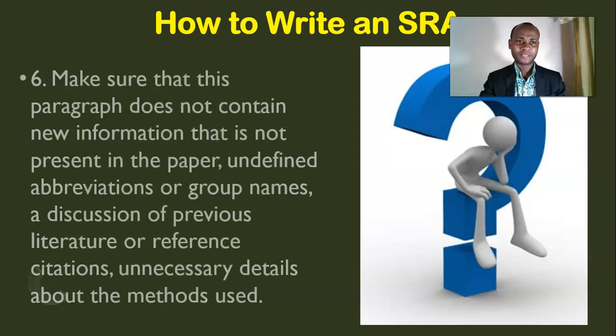Okay, number six. Make sure that this paragraph does not contain new information that is not presented in the paper. So don't include anything which is not found in your paper in the abstract. Okay, maybe you are trying to prove a point or trying to convince your reader. Please, everything you include in your abstract should be found in your research paper. Okay, don't add any undefined abbreviation or group names.